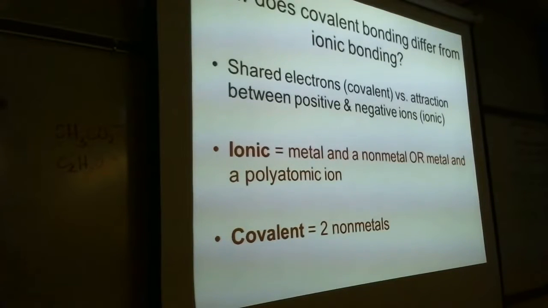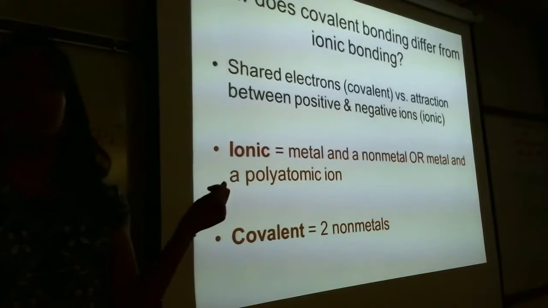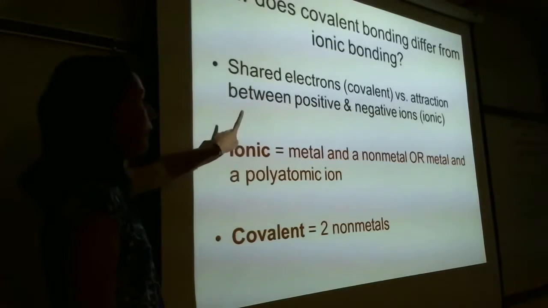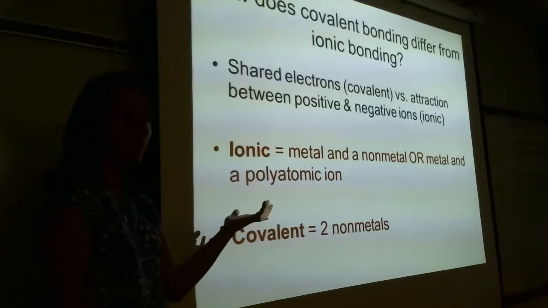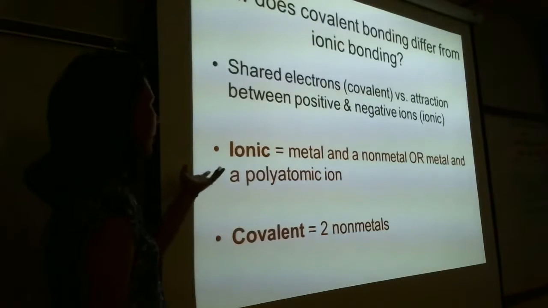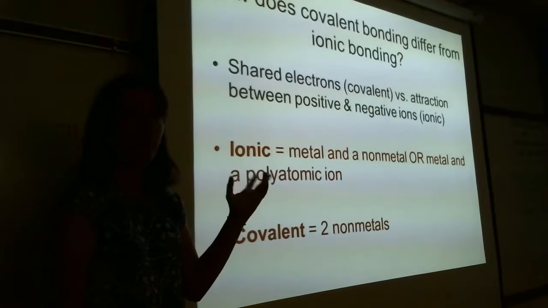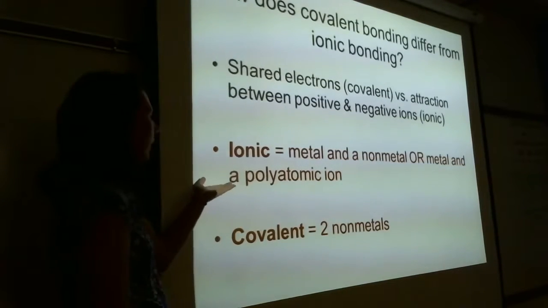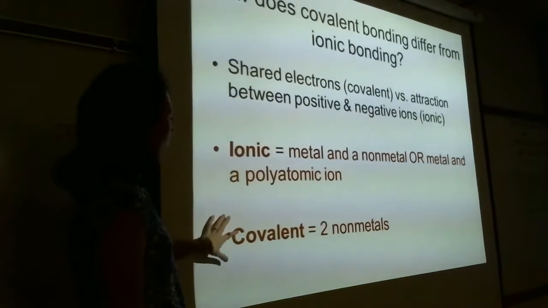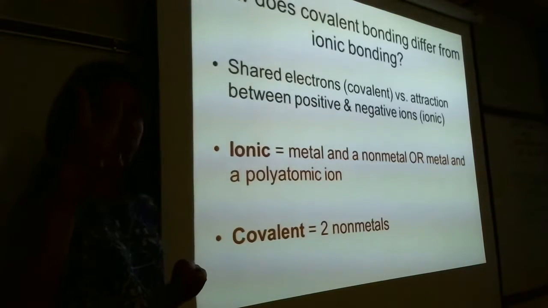Okay, so you can look at a formula and tell immediately the bonding type just by looking at the formula. If it's ionic, it'll be one metal and one non-metal. Metals form cations, non-metals form anions, so metal plus non-metal. Or it could be a metal and a polyatomic ion, or it could even be two polyatomic ions. Ammonium nitrate, for instance, that's two polyatomic ions. So that should be a dead giveaway. You've got ionic bonding. Whereas in covalent bonding, it's always two non-metals.